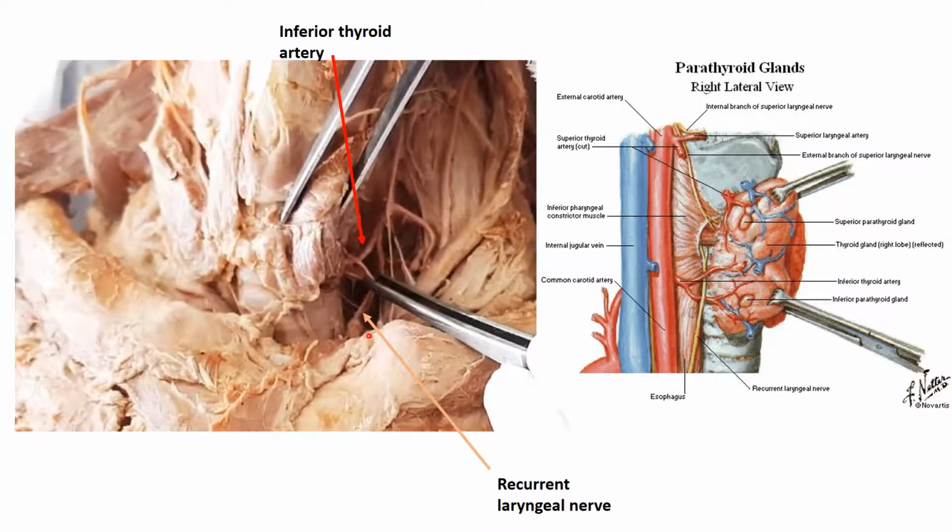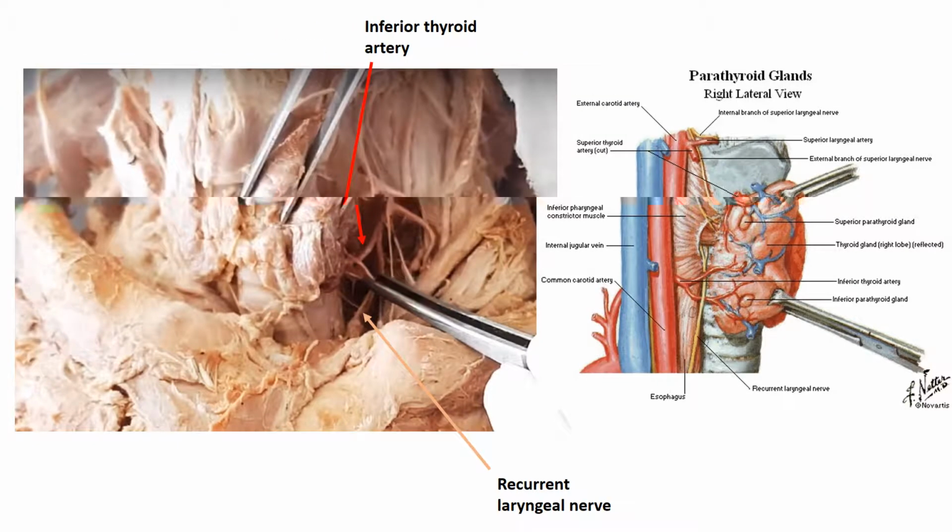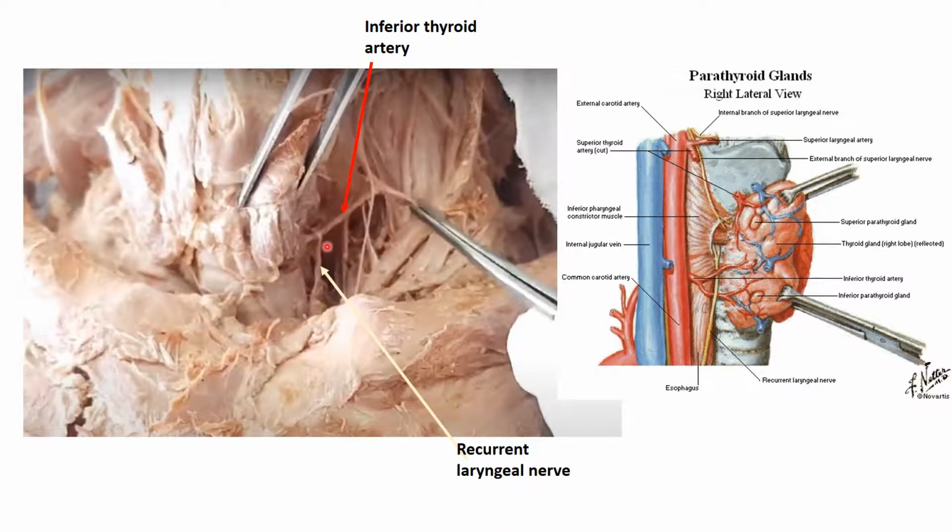Again you can see this is the recurrent laryngeal nerve, and the inferior thyroid artery. The recurrent laryngeal nerve is a branch of the vagus. Again, very beautifully you can see over here is the recurrent laryngeal nerve, and this is the inferior thyroid artery.